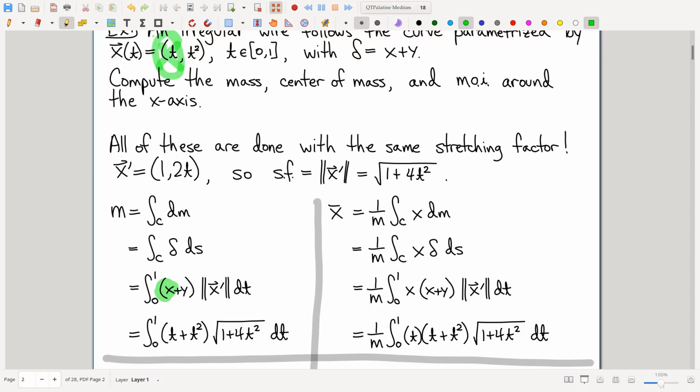So in particular, this first coordinate of my parameterization is literally telling me the formula for x. X is t, and so this x here I replace with t. And likewise, the formula is telling me here that that is y. Y is t squared. So this y, t squared.